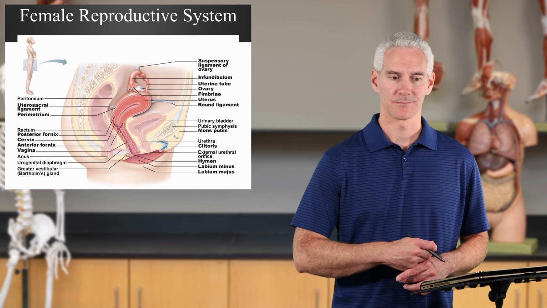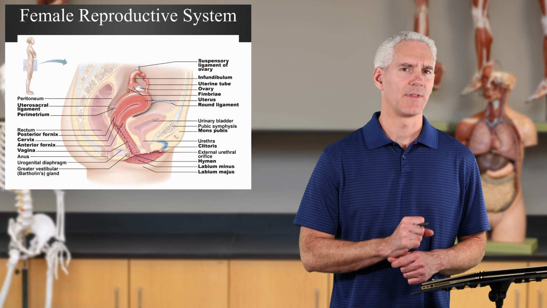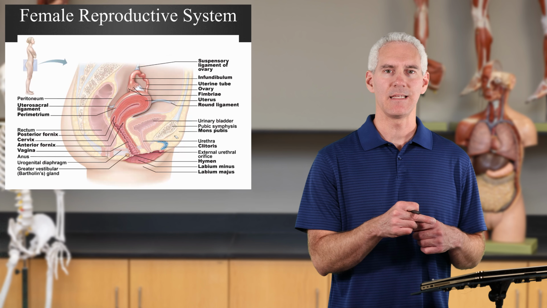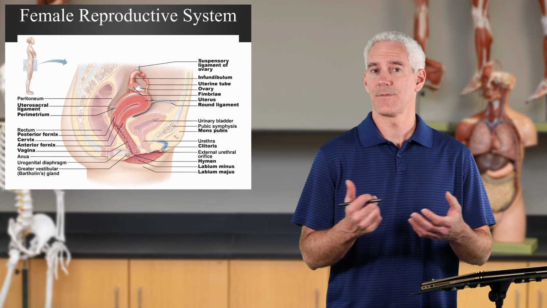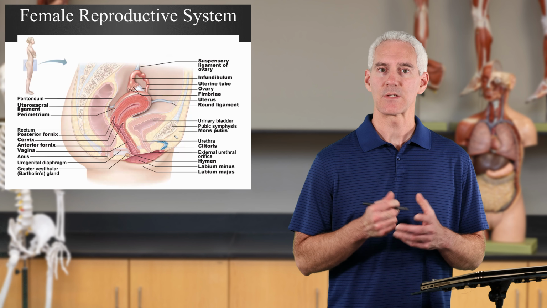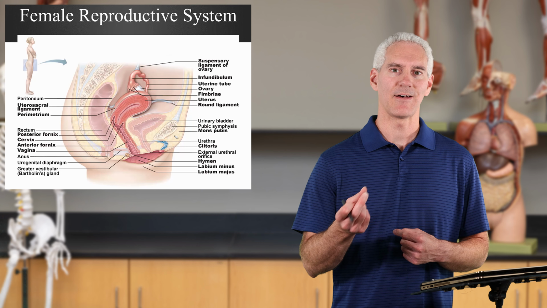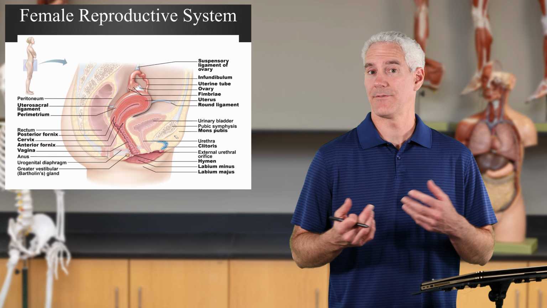So the clitoris. Now an interesting note on that, the clitoris is similar to the glans penis of the male system. They both develop from the same clustering of nerves. That's why both of them are highly sensitive and have a high amount of nerves, because they both came from the same tissue.